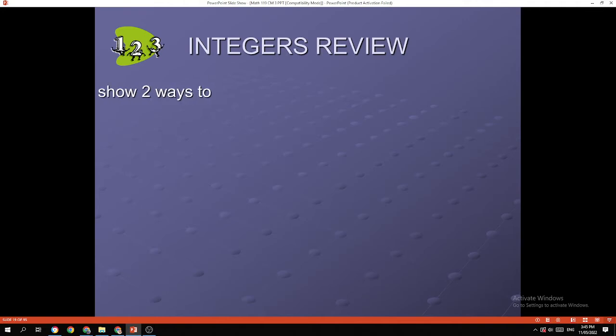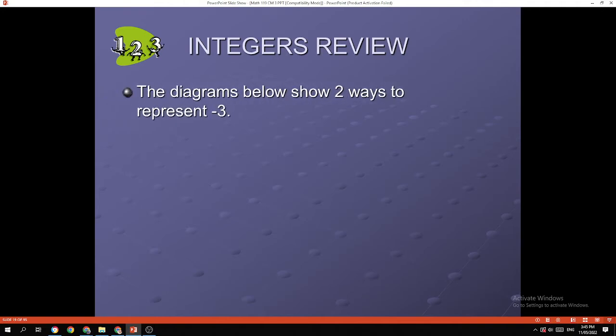Now, let us represent negative 3 using 2 ways. Which color will I use for negative? Is it red or is it yellow? Red, sir. It's red. So I'll be showing you 1, 2, 3. 3 meaning 3 red counters, meaning negative 3.